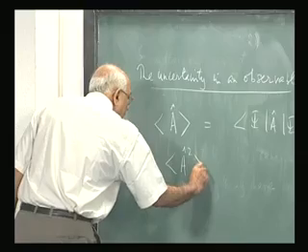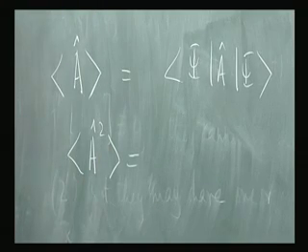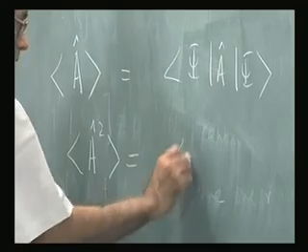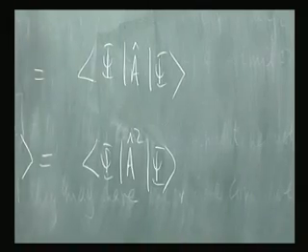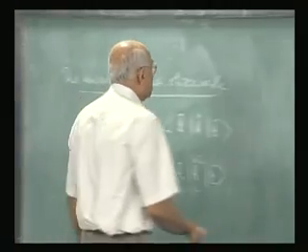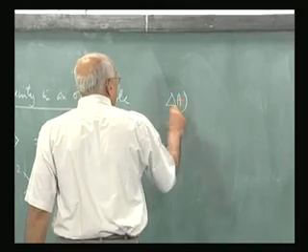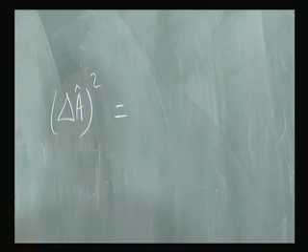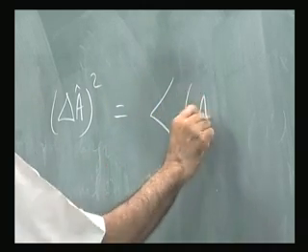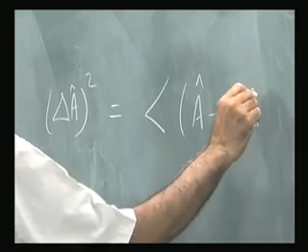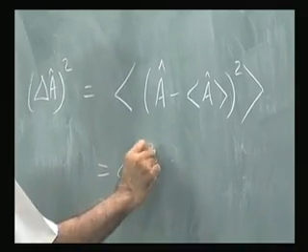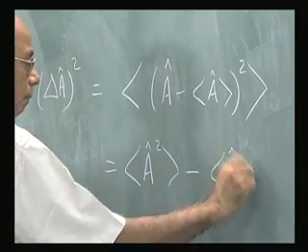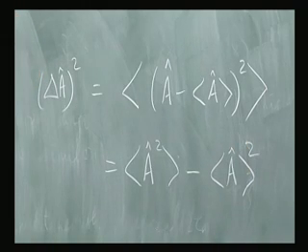What is the expectation value of A squared equal to? Well, that is obviously equal to <psi|A squared|psi>. And what you call the uncertainty, delta A whole squared, is nothing but the expectation value of (A minus <A>) whole squared, which is also equal to <A squared> minus <A> whole squared.